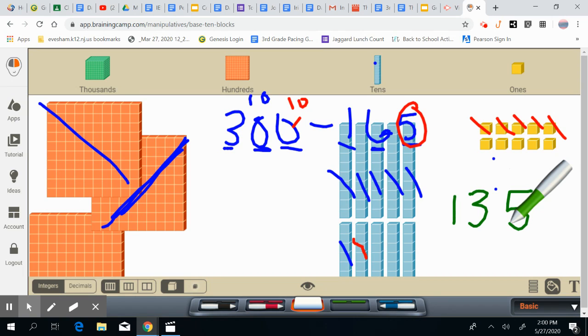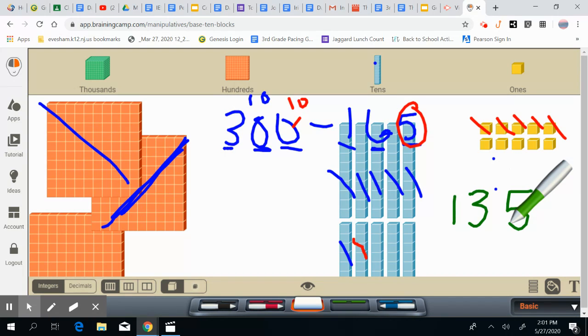This is one of the ways that we can solve these types of problems. Watch this, rewatch it, and maybe try another one. I know when you have 2 zeros, it's kind of hard. Remember, the largest number always goes first. I want you guys to open up your Braining Camp and use it to help you with your subtraction.